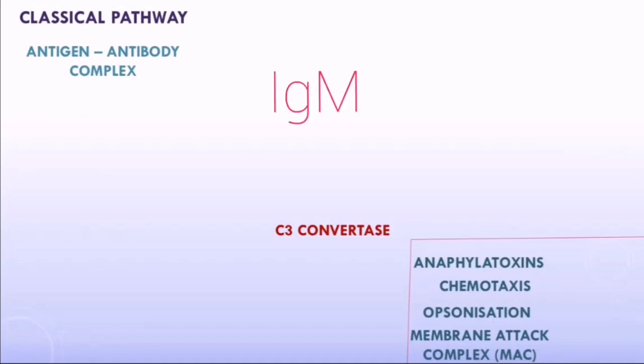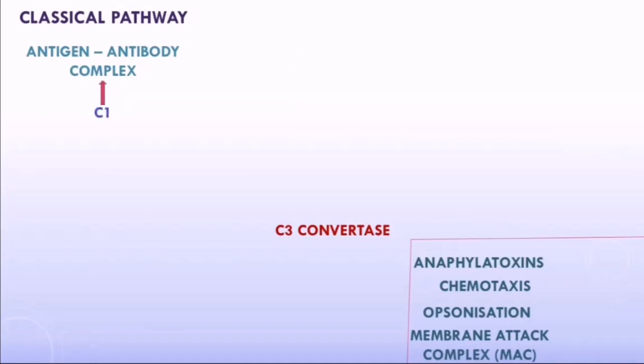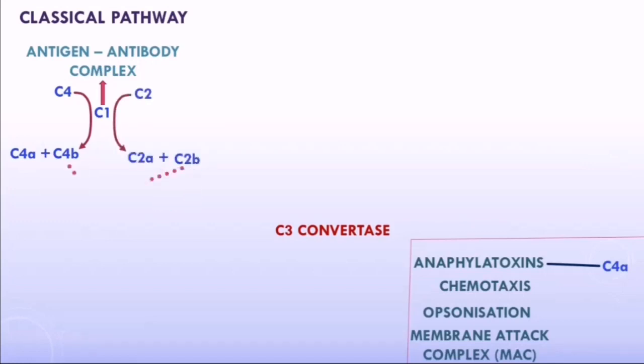So when IgM antibodies or IgG antibodies bind to antigens, the Fc portion of the antibodies will become exposed, and then C1 will be able to bind to it, and this will activate C1. Activated C1 will cleave C4 into C4a and C4b. C4a is an example of an anaphylotoxin. C1 will also cleave C2 into C2a and C2b. C4b and C2b will come together and form C4b2b. And C4b2b is an example of a C3 convertase. So this is how the classical pathway leads to the formation of a C3 convertase.